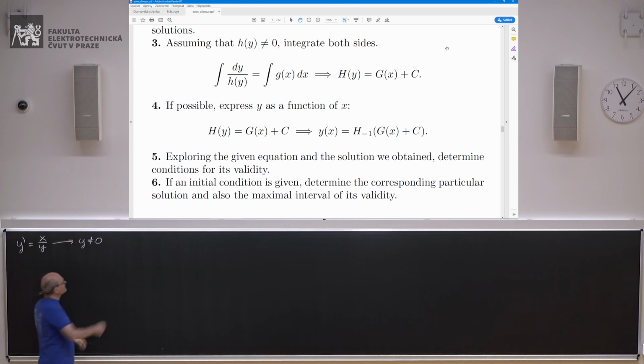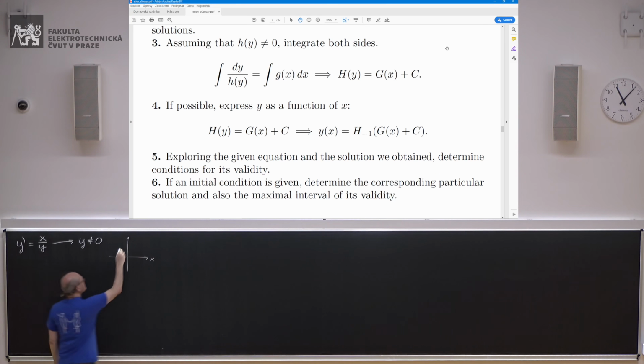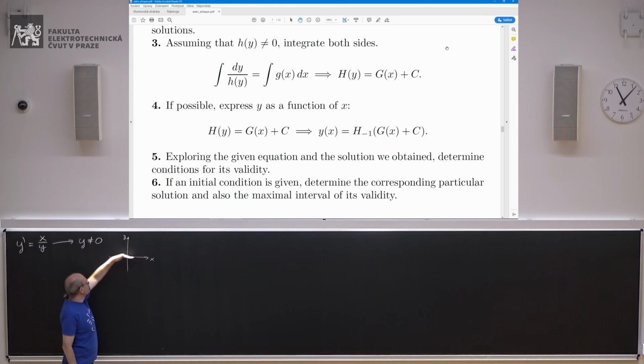What does it mean? Well, the solutions exist in the xy plane, obviously. And the fact that y is never 0 means that the solutions cannot cross the x-axis. So there will be some solutions on the top. There will be some solutions down here, probably. But no solution is allowed to cross the x-axis. That's important.